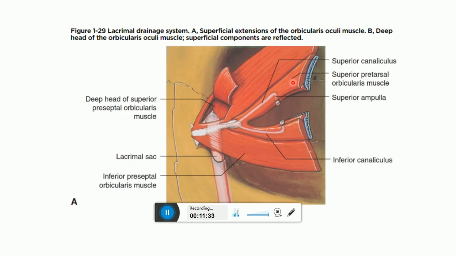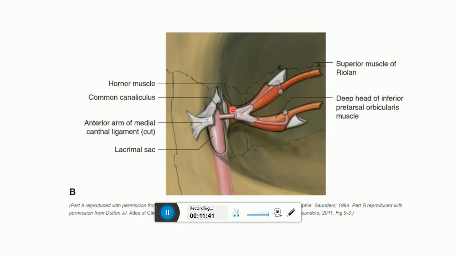Here you can see the pretarsal is attached to the tarsus. Here below is the tarsus. Here you can see the Horner muscle. The Horner muscle is the portion of the pretarsal muscle. It is attached to the anterior lacrimal crest and the posterior lacrimal crest. This plays a role in tear drainage. This is the muscle of Riolan. These are the orbicularis oculi muscle fibers which extend to the eyelid margin, where there is a small bundle of striated muscle.